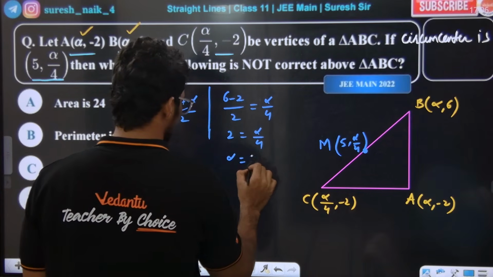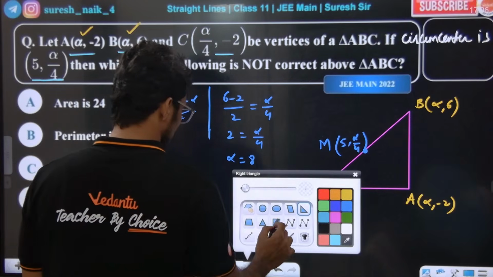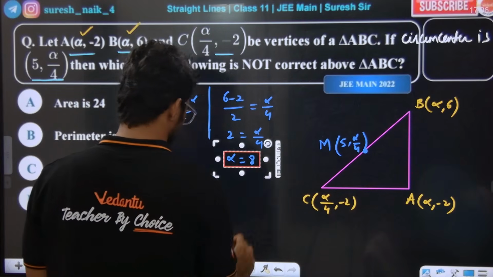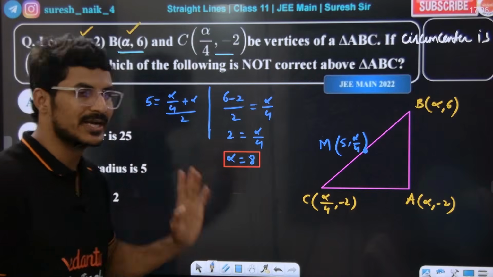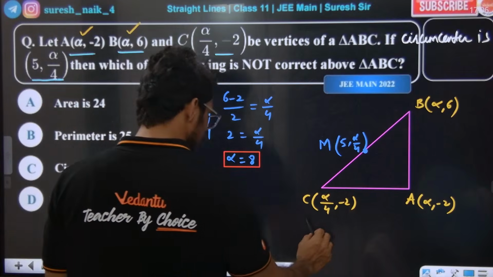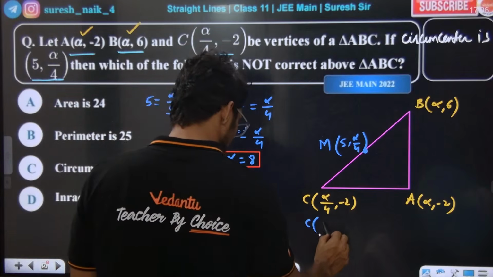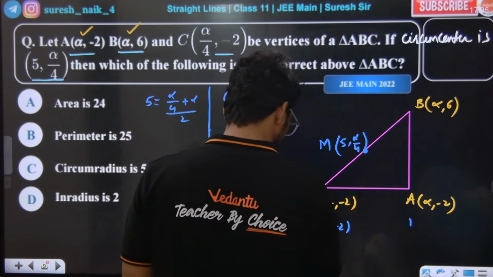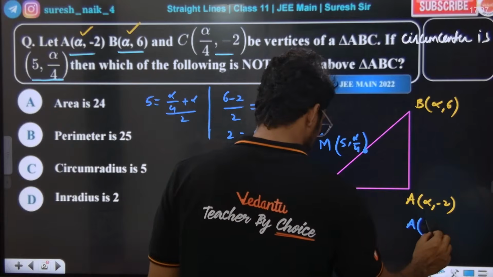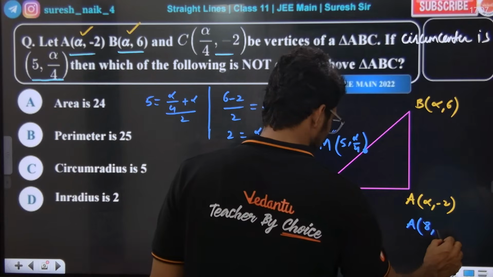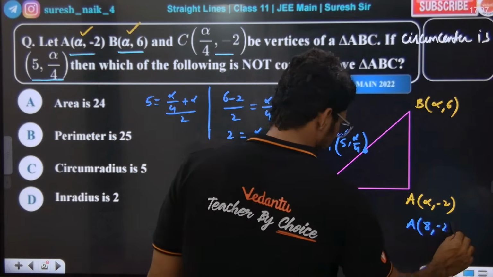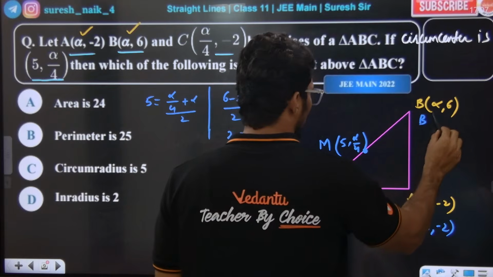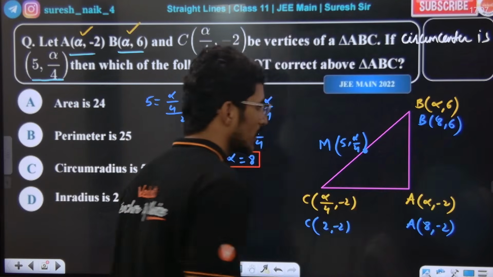Alpha is equal to 8. I'm getting alpha value 8. Even if you solve this, you will get alpha value 8 only. With alpha value 8, C point is going to be 8 by 2, which is 2 comma minus 2. A point is going to be 8 comma minus 2. And B point is going to be 8 comma 6.